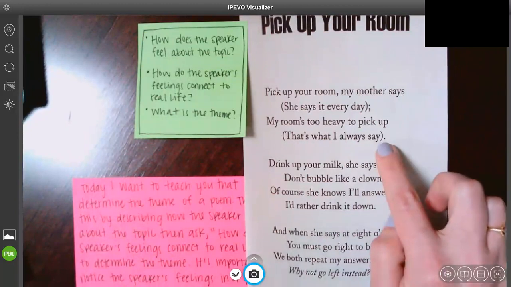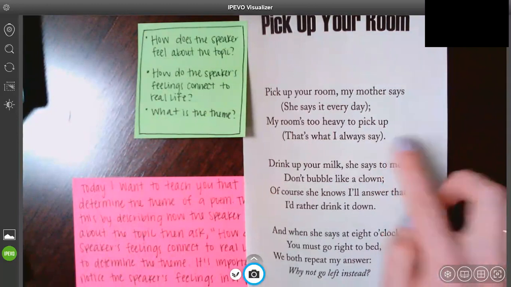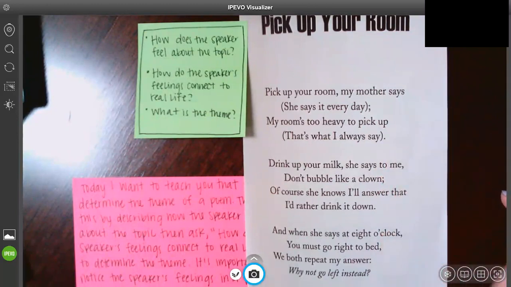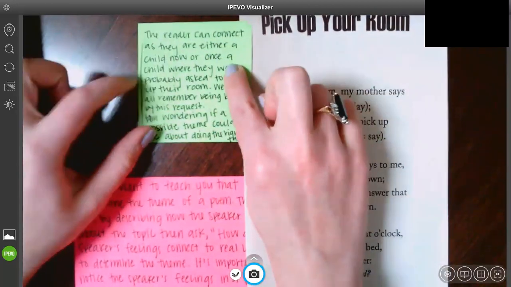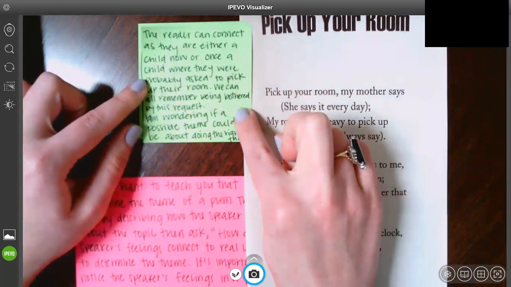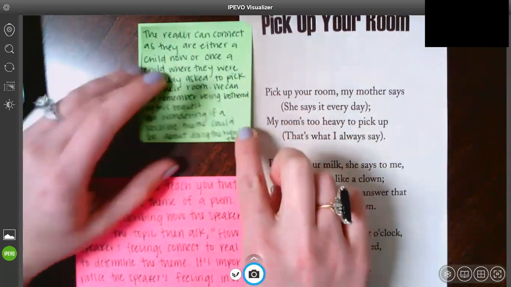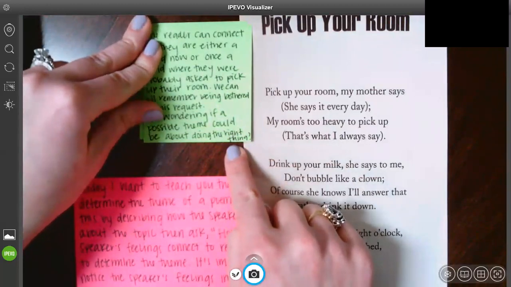I'm starting to think just from stanza 1 that the reader can connect the speaker's feelings to real life because they're either a child now or they once were a child where they were probably asked to clean up their room by a parent. We can all remember how when asked that question, we were bothered by this request. Maybe it's about it not being the right time, or maybe we think that our room doesn't look that bad. They probably are a child or were a child, and they definitely can remember being bothered by this request. And for that last question of what is a possible theme, I'm wondering if a possible theme could be about doing the right thing.